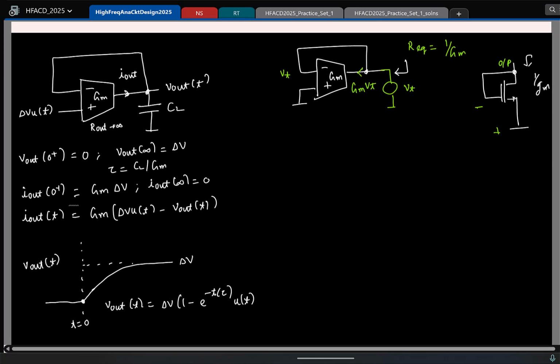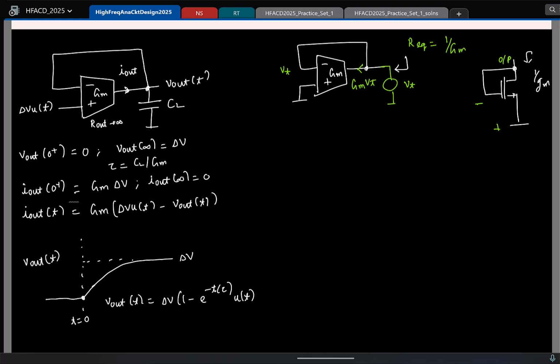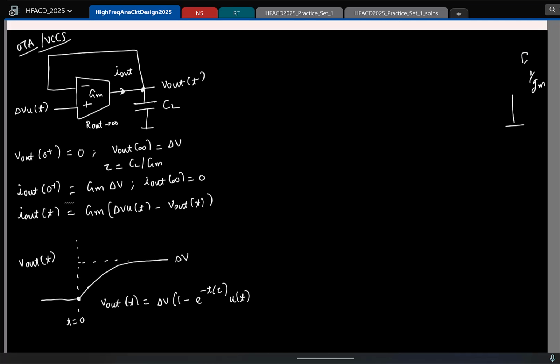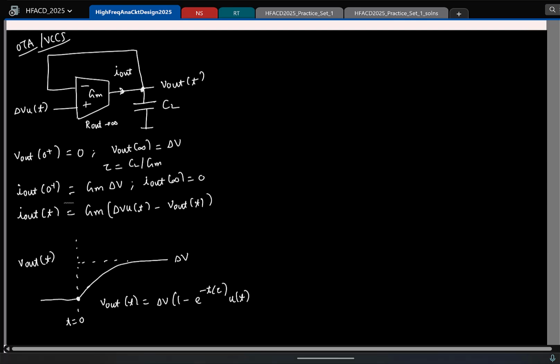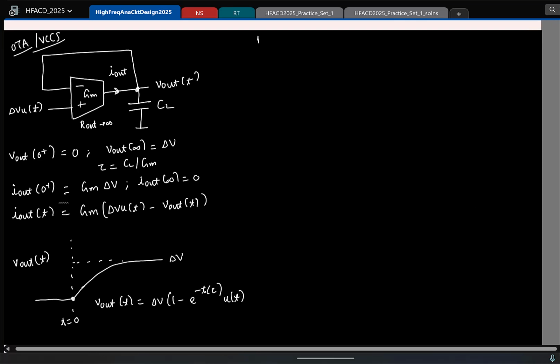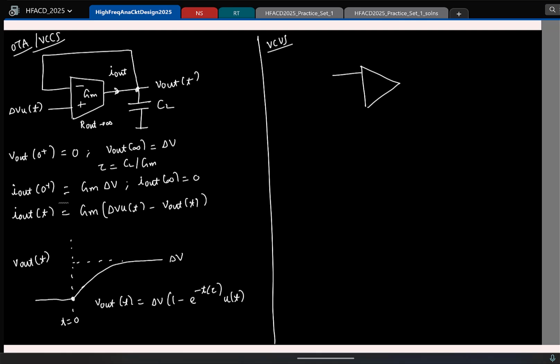So what we'll do now is compare what will happen if I have an ideal op amp instead of an ideal OTA. This is when we have an OTA or a VCCS. So let's quickly redo the calculation and see what will happen if I had used an op amp or a VCVS in its place. So again, the same circuit, I am using a VCVS instead. CL, and this is again delta V times u of t.